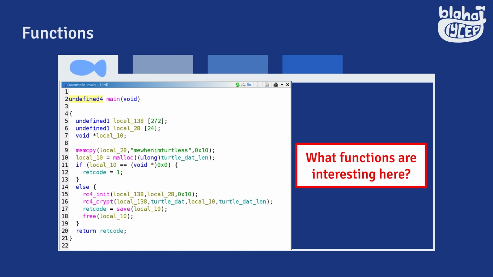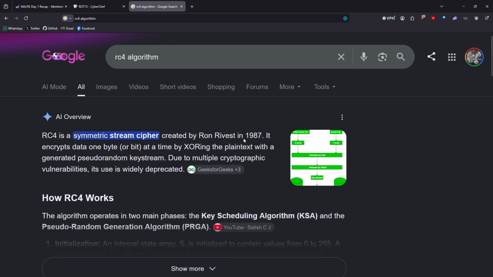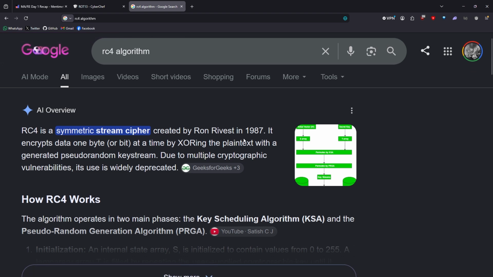Okay. And this was what we brought up earlier, what functions are interesting. We saw RC4 init and RC4 crypt. So can anyone do a quick Google search for what RC4 is? You can see it says here RC4 is a symmetric stream cipher.